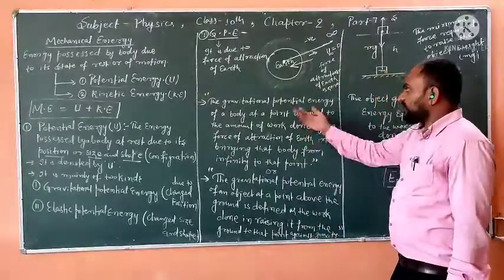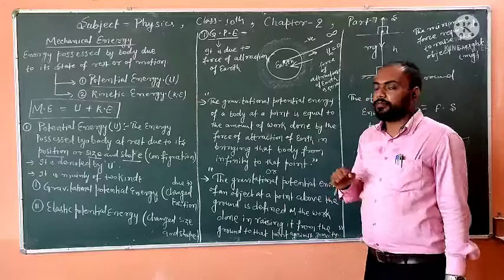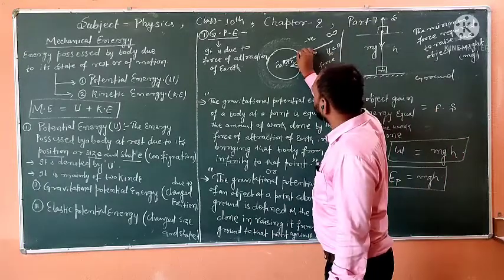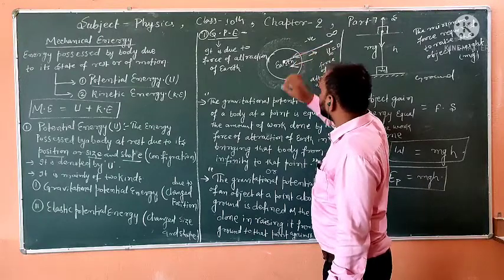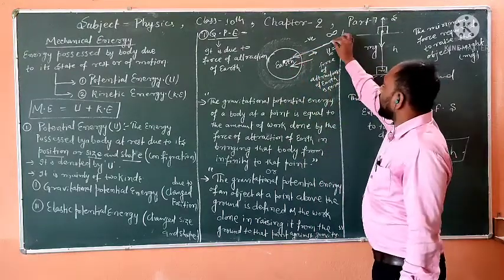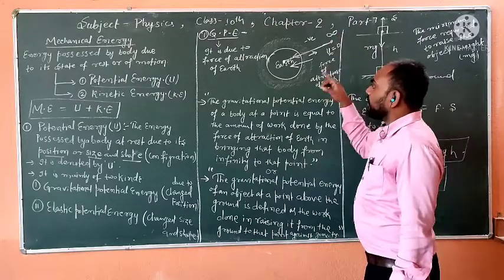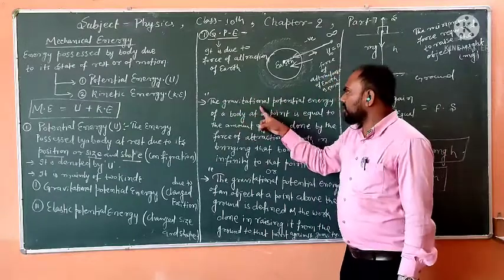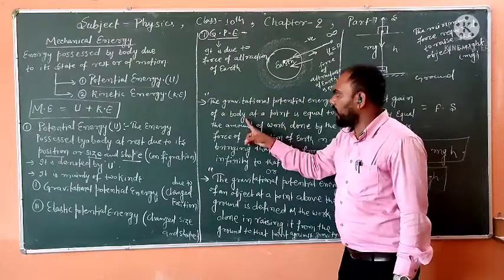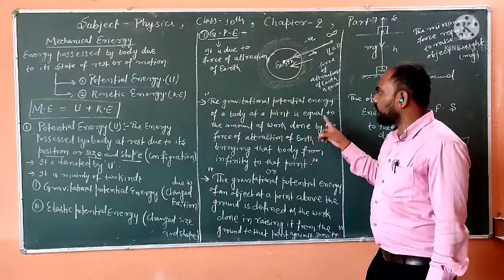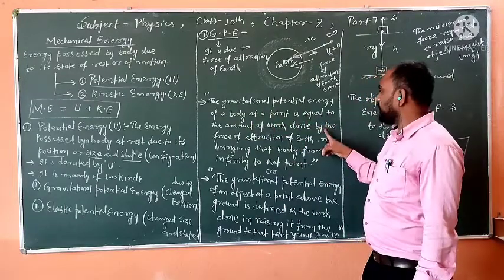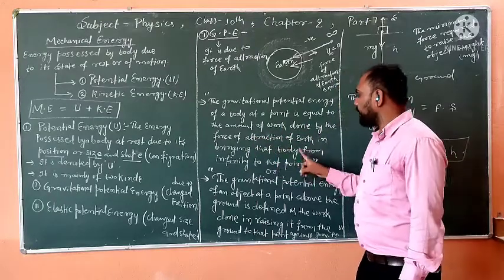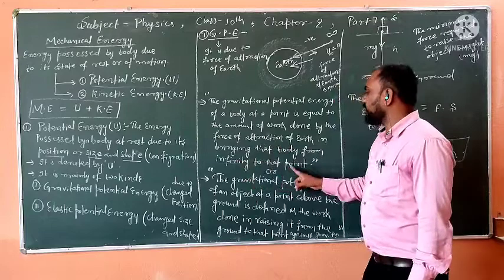To understand it, basically, the earth is attracting anything towards the center and you are at infinity. The definition of gravitational potential energy is this: the gravitational potential energy of a body at a point is equal to the amount of work done by the force of attraction of the earth in bringing that body from infinity to that point.